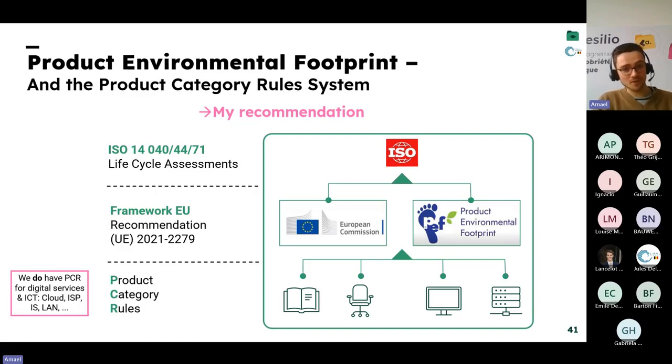Product category rules are a complement to the standards that enables you to have the specific rules for a book, for a car, for a screen, for a data center, or whatever thing you want to assess. So the product category rule, as the name suggests, gives you the rules for one product category. And we have a bunch of them. Some of them were developed in France, some in other places, around digital services and ICT, so please use them.